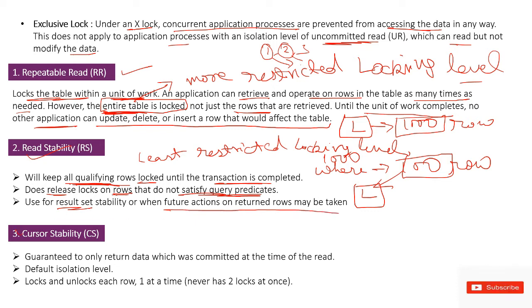And third is cursor stability level. What it is, a default isolation level. If you are not defining any isolation level, then automatically it will be used in your execution. Guaranteed to only return data which was committed at the time of read, and lock each row one at a time, never has two locks at once.